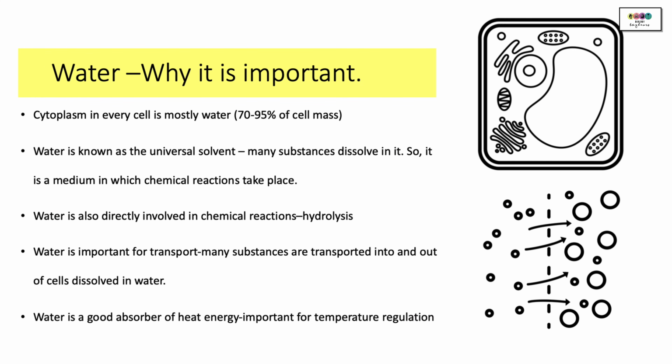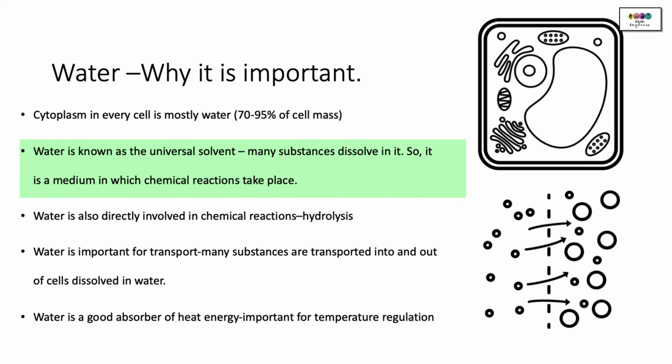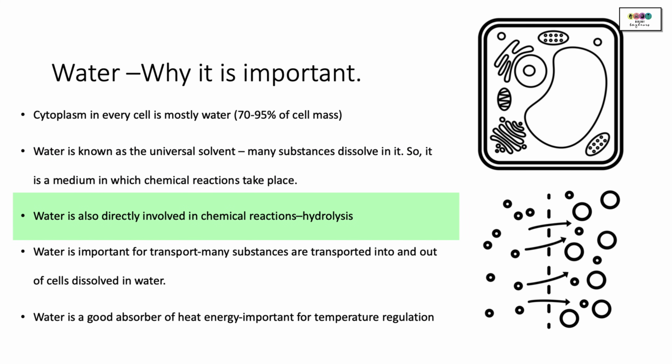So finally, we have to learn about or discuss water. Why is it important? Well, cytoplasm in every cell is mostly water. Between 70 and 95% of cell mass is water, and that percentage is very important. You must know that. Water is known as the universal solvent, so many or most substances will dissolve in it. So it's a medium, it's a place in which chemical reactions will take place. Water is directly involved in chemical reactions, for example hydrolysis reactions.